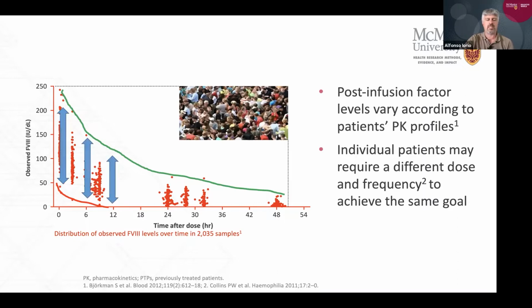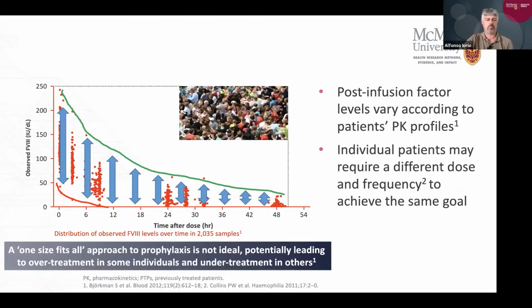And there's a huge variability in between. The individual PK profiling aims at getting to know where each individual patient sits between the green and the red line. I'm showing you a population on one specific concentrate, but you could have a similar graph for each one of the products on the market.